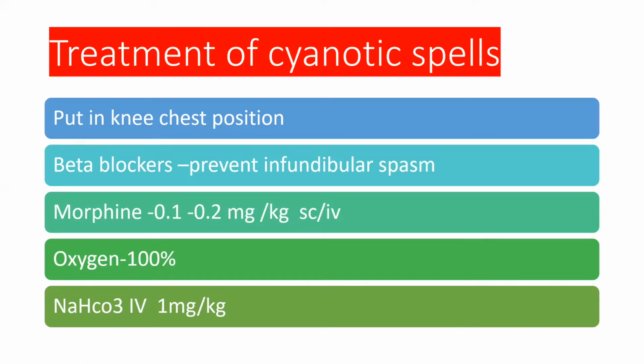Of course, we don't treat this. This is done in pediatrics, but sometimes you are asked in the exam, how do you treat a cyanotic spell? Then this is how we treat. We give beta blockers, we give morphine, we put the child on oxygen and also infuse a soda bicarb.